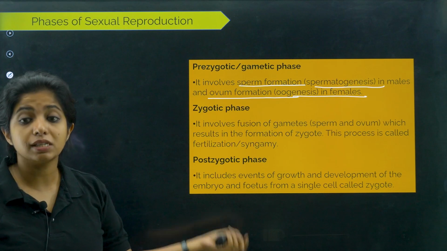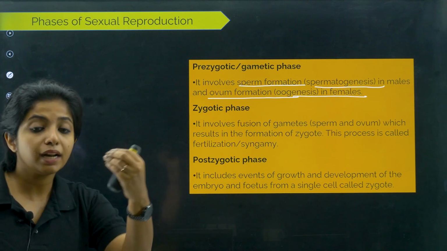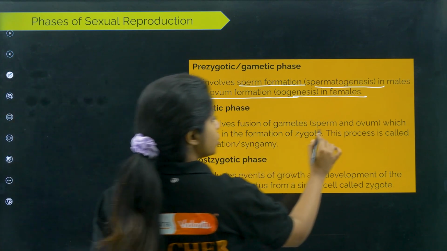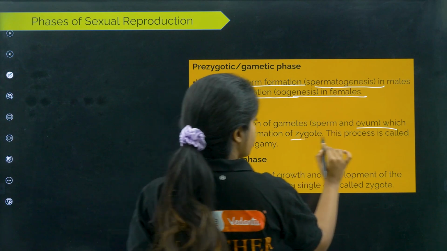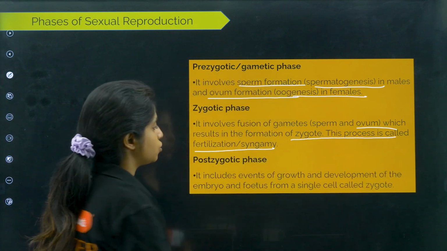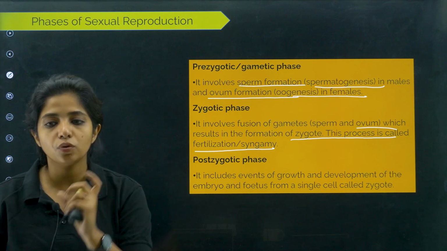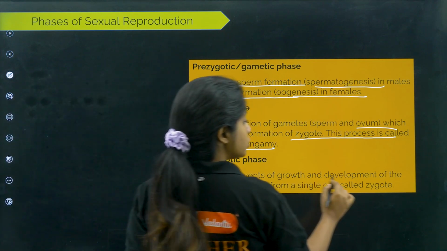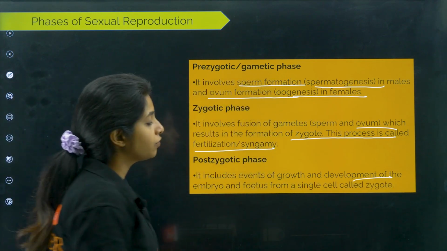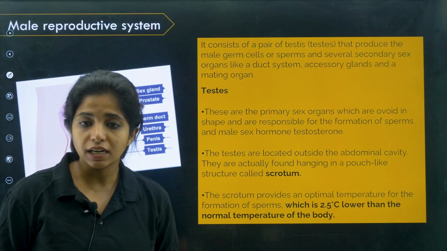Second thing is the zygotic phase. The zygote is formed where the fusion of the male and female gametes happens, which results in the formation of the zygote. This process is known as fertilization or syngamy. Now the post-zygotic phase is when the zygote transforms into an embryo. It includes events of growth and development of the embryo and the fetus from a single cell that is known as a zygote.